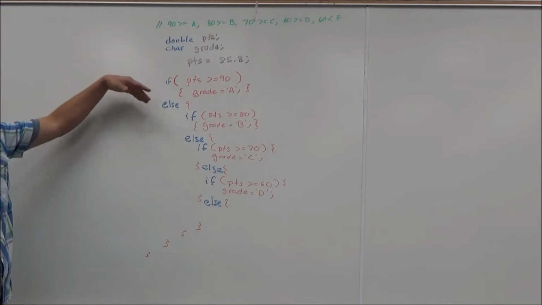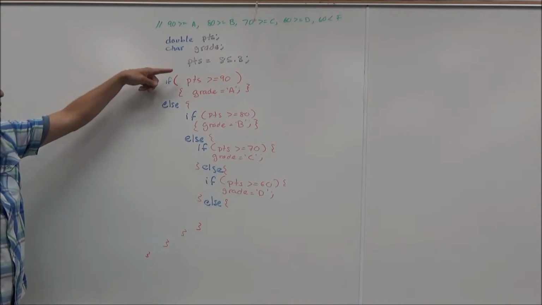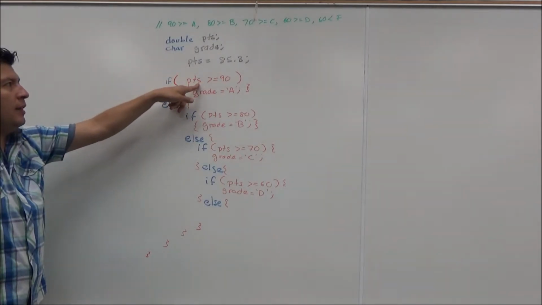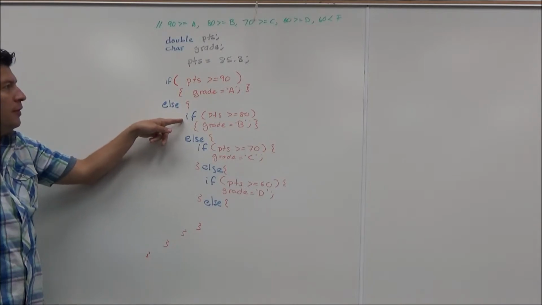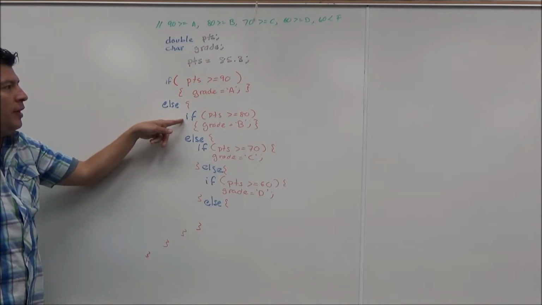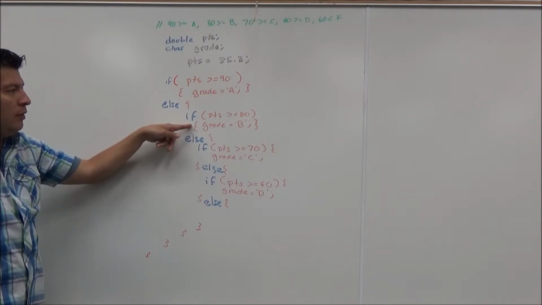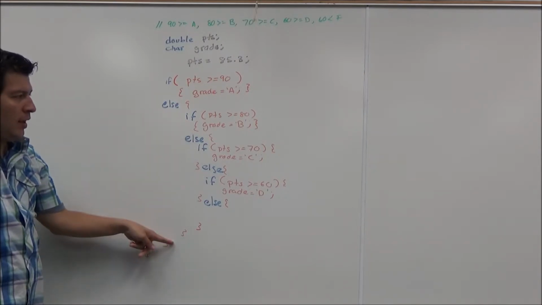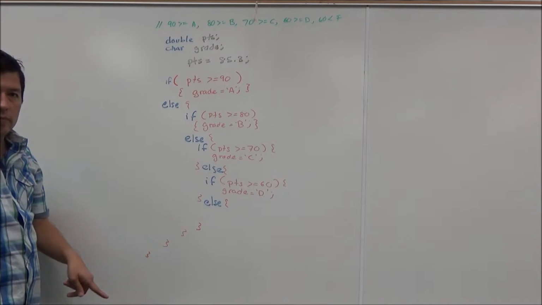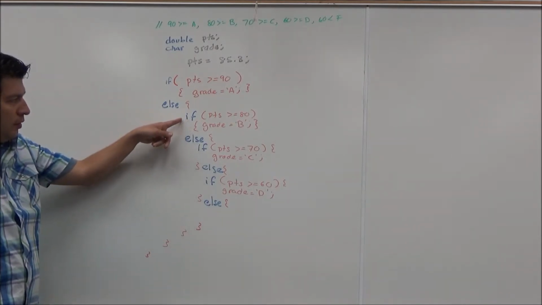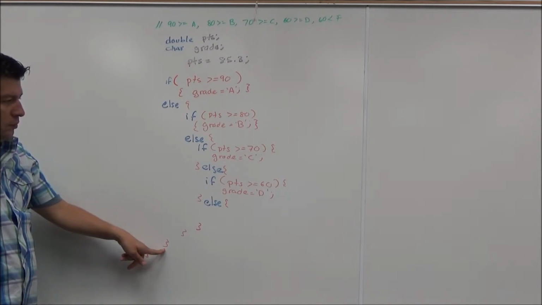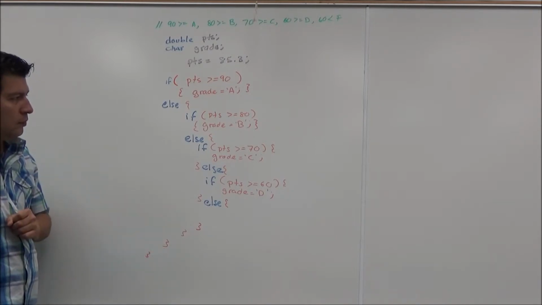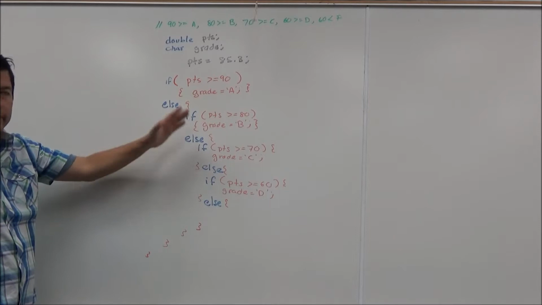So I go top to bottom, right? In this case, is 85.3 greater than 90? Nope, it's false. Go to the else part, right? Is 85.3 greater than or equal to 80? Yep. So the grade is set to B, and then it just goes down. So then it doesn't care about what's here.